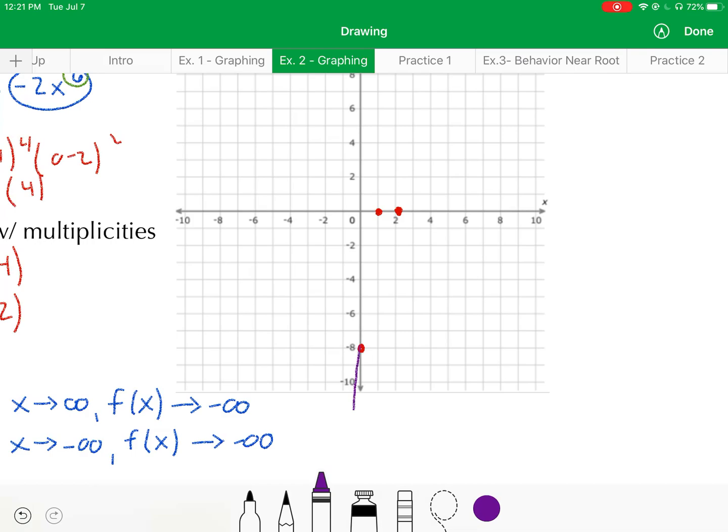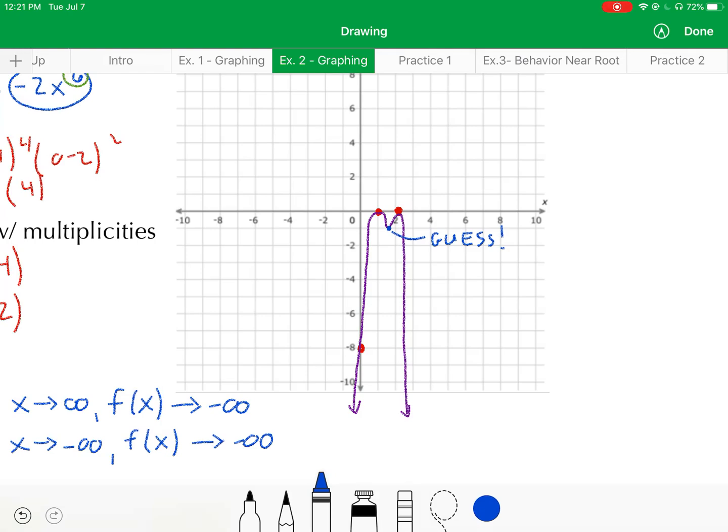So let's see. I'll be doing something like this. All right, once again, this spot right here, that is just a guess. I don't know exactly where that turn should be taking place. I just know I need to have a turn right there in order to get my multiplicities and end behavior to match up with what we've reasoned out.